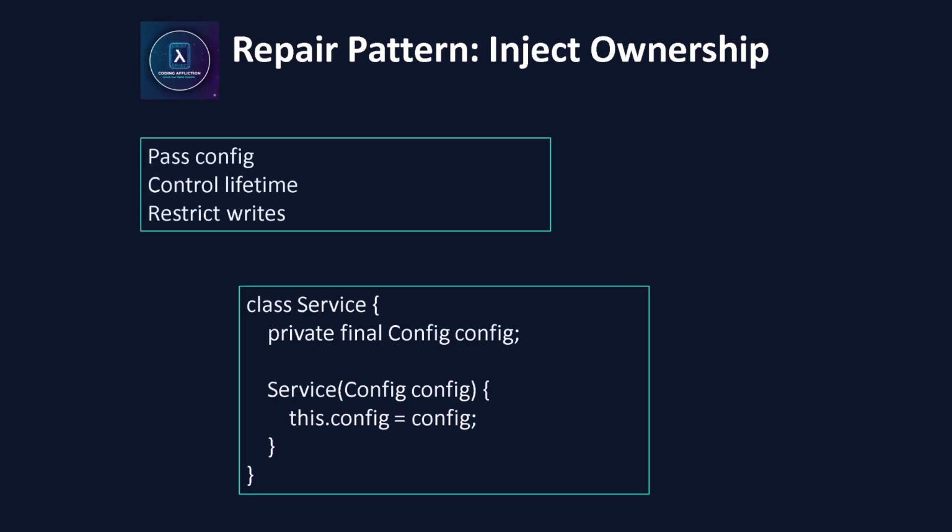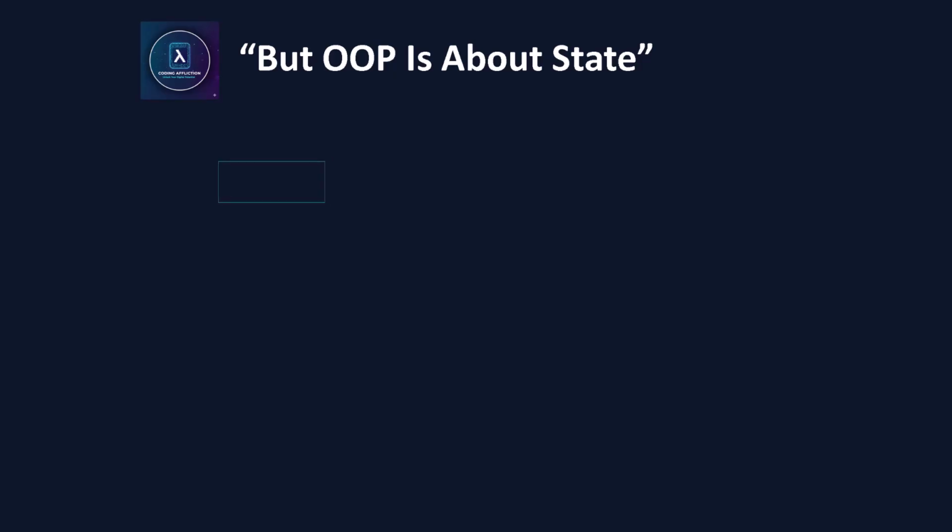Now configuration has ownership. Its lifetime is scoped. Mutation is restricted. You can trace writes again. Boundaries restore predictability. Yes, object-oriented programming is about state, but it's about controlled state.